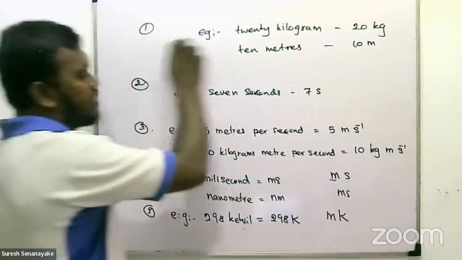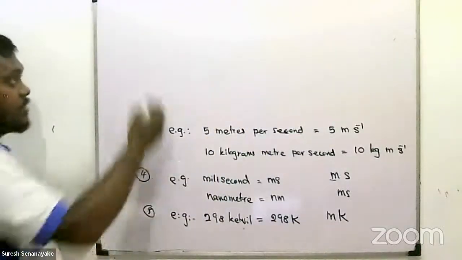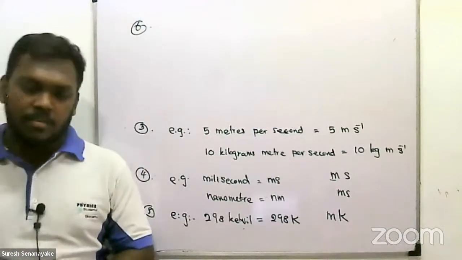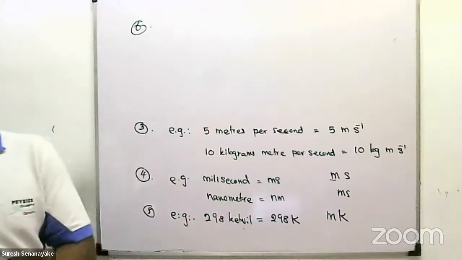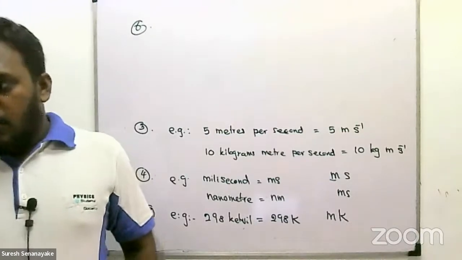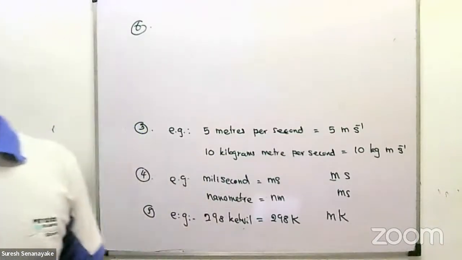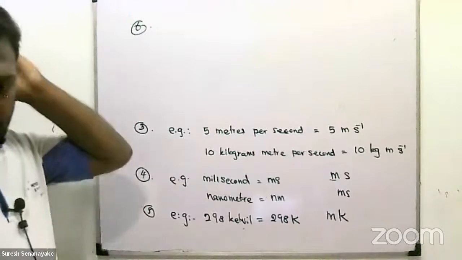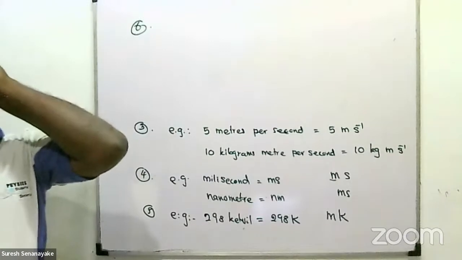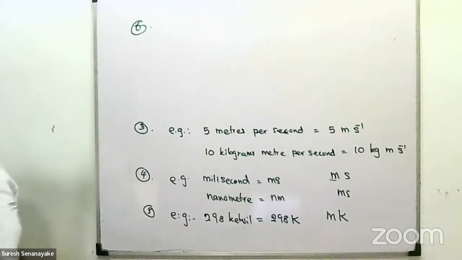Okay, then write the next rule. The sixth one, right? The name of a unit should be written in lowercase, in English. So you need to use simple letters. The name of a unit should be written in lowercase characters.